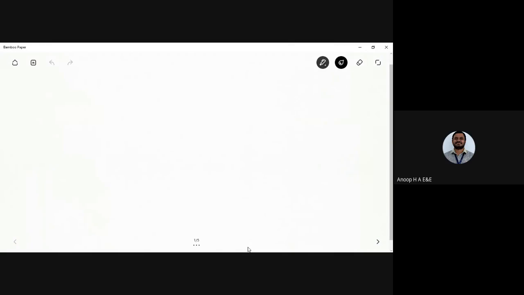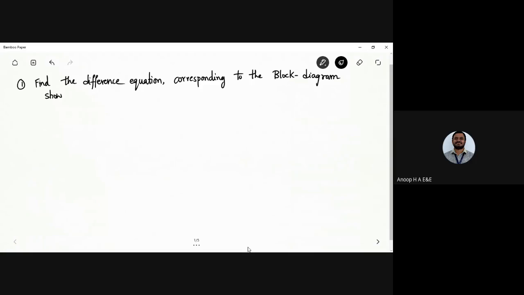So the question goes like this: Find the difference equation corresponding to the block diagram shown in the figure below. Right. So the block diagram goes this way.